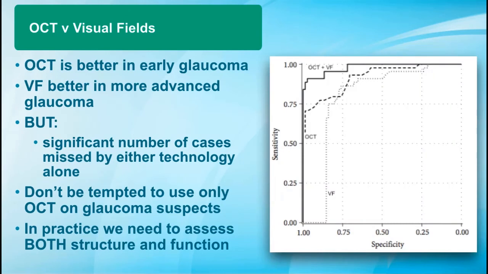If we have a look at the sensitivity and specificity of each of the tests, visual field on its own, which is the dotted line, doesn't do too badly. OCT does a little bit better with the dashed line, but if we combine the data from both, we'll get an excellent sensitivity and specificity that's better than either of the tests alone.